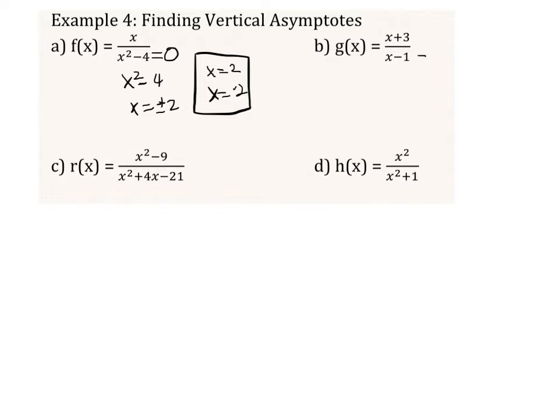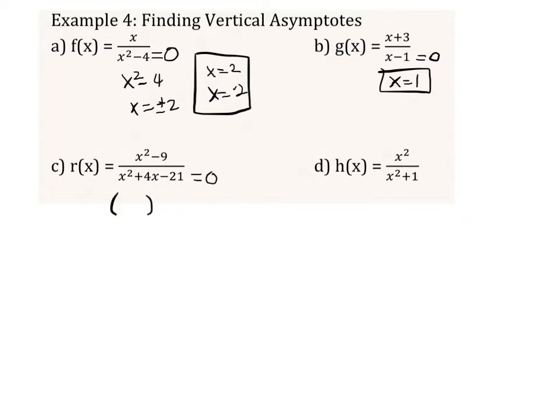For this one here, we set x minus 1 equals 0. We get x equals 1. So that's our vertical asymptote. Again, vertical asymptotes are the visual image of an undefined number. Okay? Here we got x squared plus 4x minus 21 equals 0.